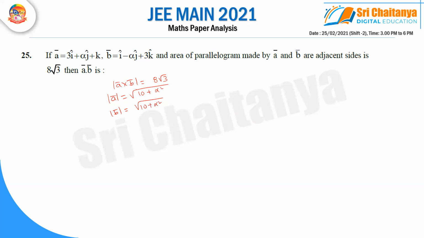Now, as I know mod A bar and mod B bar values, I can write mod A bar cross B bar as mod A bar mod B bar sine alpha. So if I'm writing that, what will I get? Or else directly if I'm expanding this, I will be getting something like this. So expand this and get the value of alpha. So you will be getting something like alpha equal to plus or minus 2. Once you got alpha equal to plus or minus 2, normally A bar dot B bar value, you can write it as 3 minus alpha square plus 3. So it will be nothing but 2.